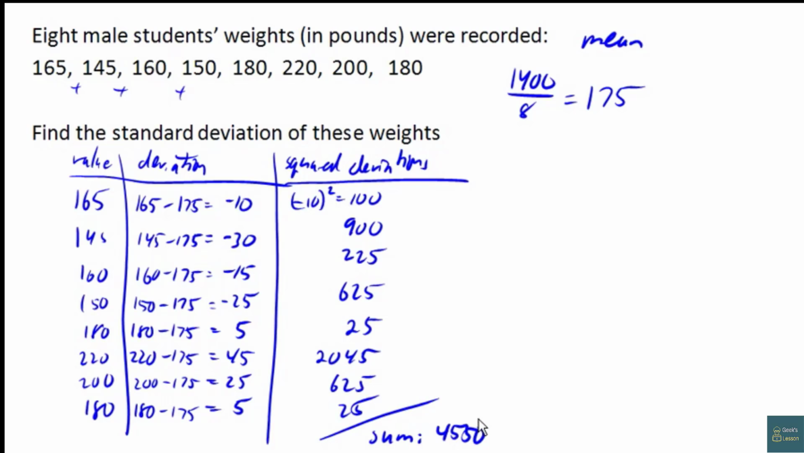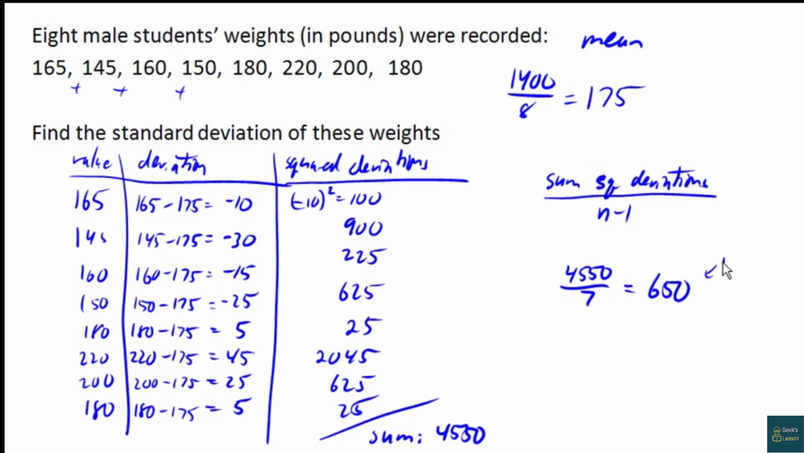So remember that standard deviation is found by finding the sum of the squared deviations, and then dividing by either n or n minus 1. N if it's from the population, or n minus 1 if it's from a sample. Because this is from a sample, we're going to divide by n minus 1. So we take our 4550 and divide it by 7, which is 1 less than our number of data values, which was 8. We end up with 650. Again, that's what we call variance.